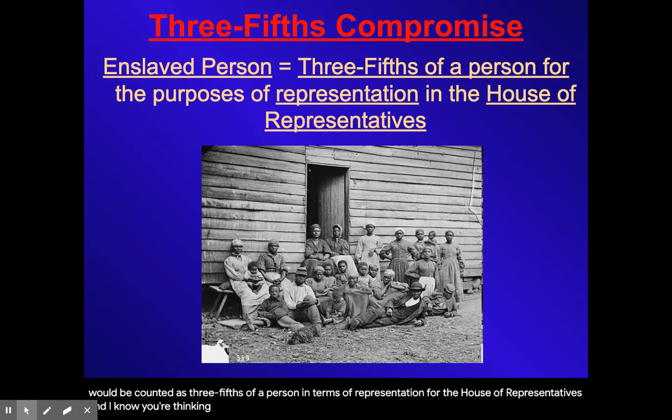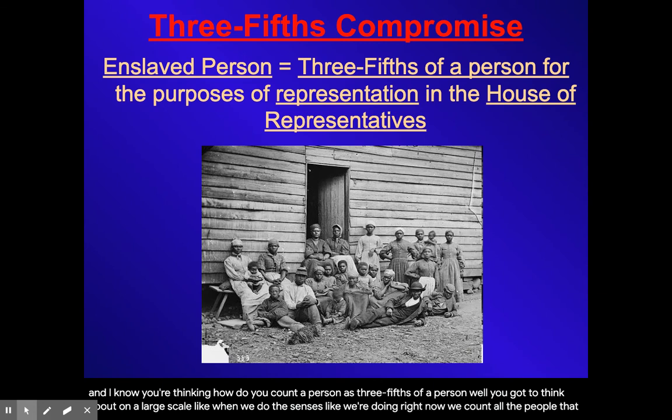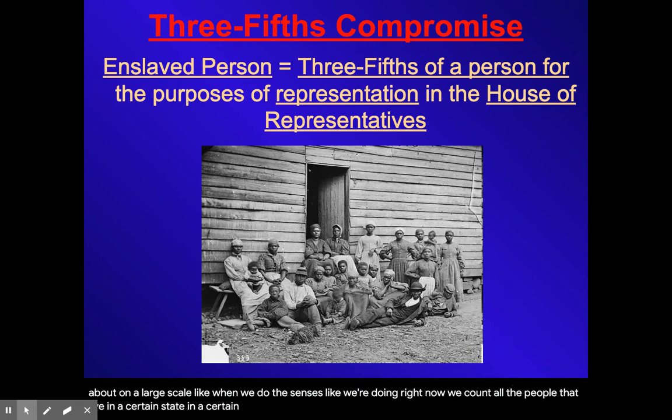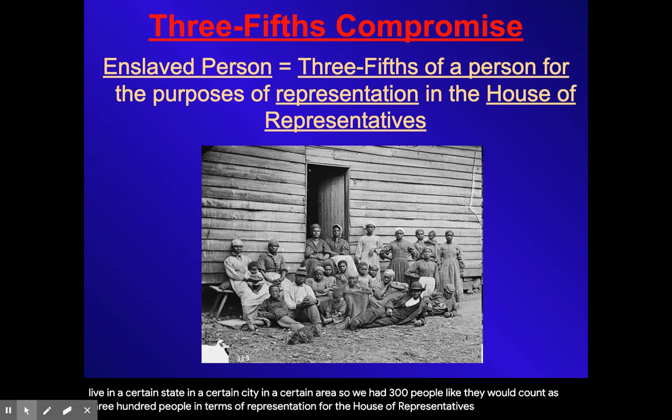And I know you're thinking, how do you count a person as 3/5 of a person? Well, you got to think about it on a large scale. Like when we do the census, like we're doing right now, we count all the people that live in a certain state, in a certain city, in a certain area. So if we had 500 people, they would count as 300 people in terms of representation for the House of Representatives.